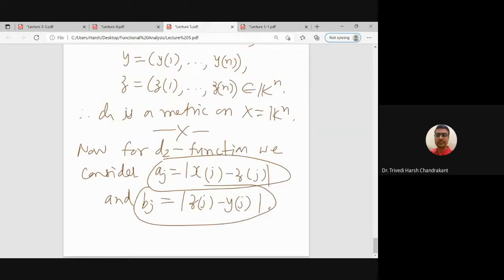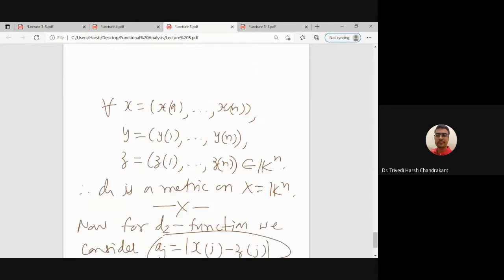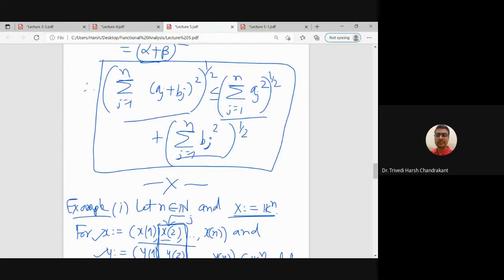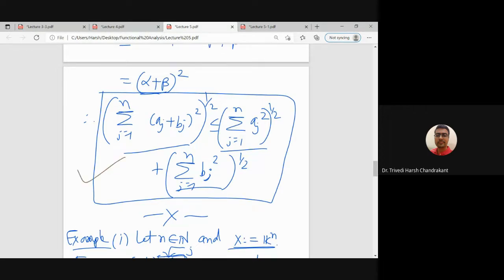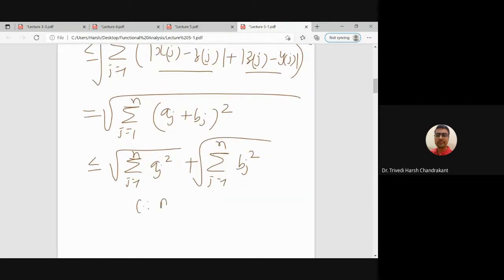Now for this term we have the inequality. We are going to use the Minkowski inequality, that is this one. The square root of the summation of aj plus bj squared is less than or equal to alpha plus beta. So this thing is less than or equal to the square root of the summation of aj square plus the square root of the summation of bj square. This is because of the Minkowski inequality.